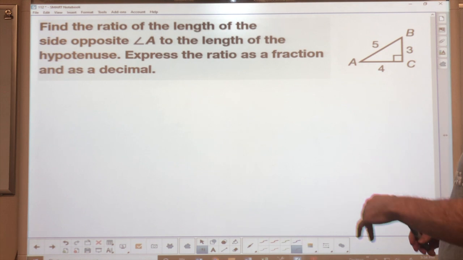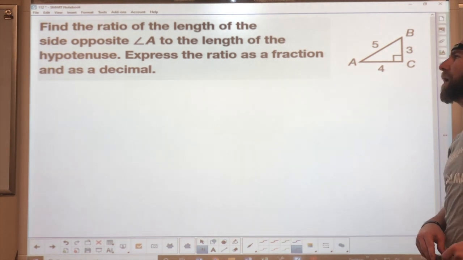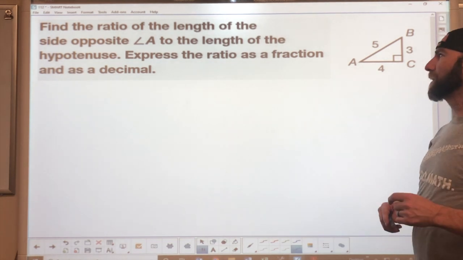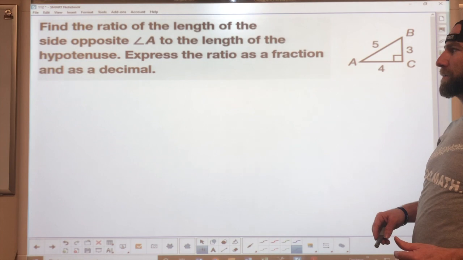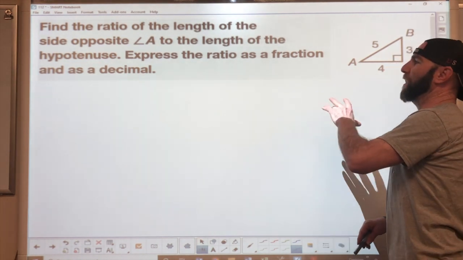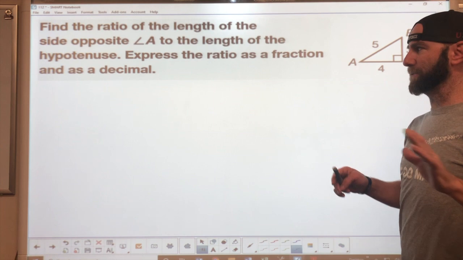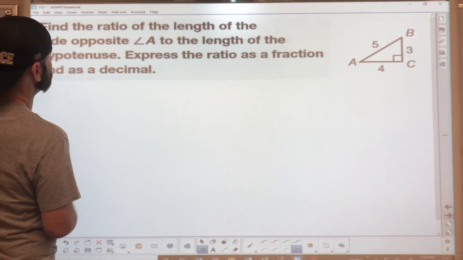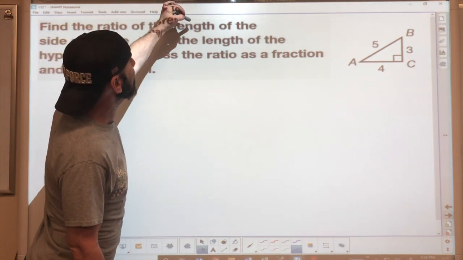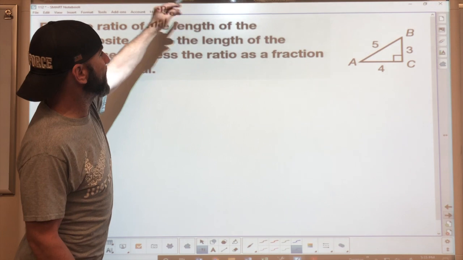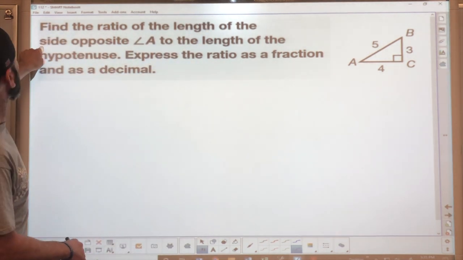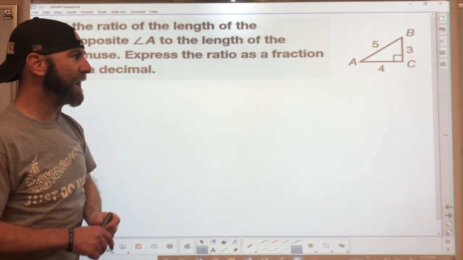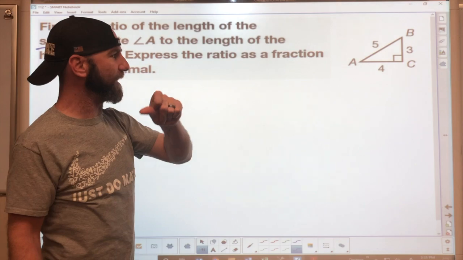Here we're going to find the ratio of the length of the side opposite angle A to the length of the hypotenuse. Express the ratio as a fraction and a decimal. Okay, so let's take a look here. We're going to find the ratio of the length of something. So the length of what? Well, the side opposite angle A. This is going to be tough to understand for some of you. Some will see, okay, I got it.